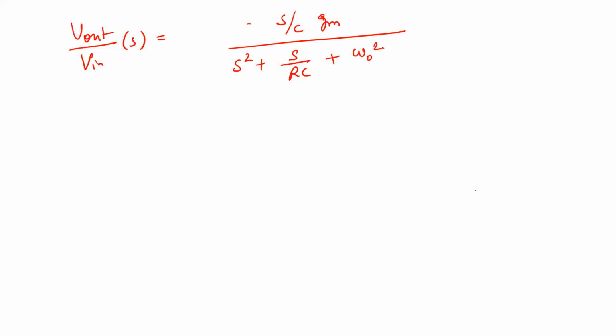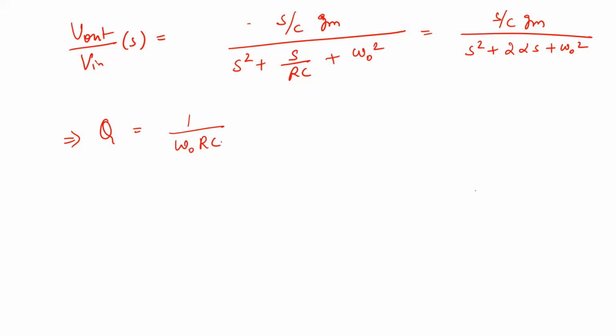And what is s by RC? 1 by 2RC is alpha. So you can write this as s by C gm over s squared plus 2 alpha s plus omega naught squared. Of course, from alpha we can write Q. What is the Q? Q is omega naught RC, or it is basically R divided by omega naught L. So this Q will basically give you the bandwidth. So this is a tuned response. Now we have already seen the response of this circuit. So at DC, the gain is 0.